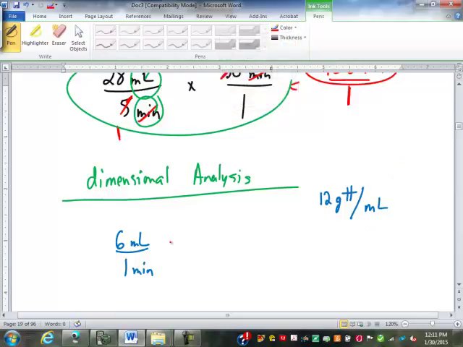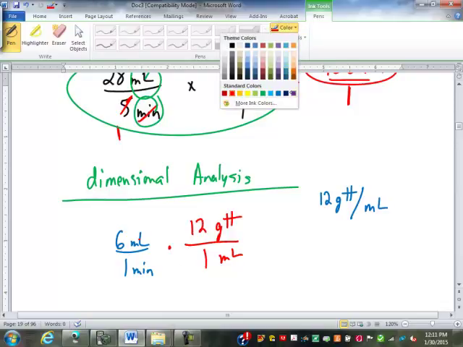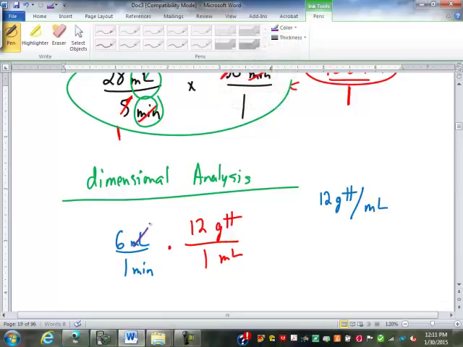We can set up our calculation then. If we're getting rid of milliliters, the milliliters have to go on bottom. The drops will go on top, 12 drops per 1 milliliter. And now the units take part in the calculation. The milliliters cancel out. 6 times 12 drops is 72 drops. 1 minute times 1 is 1 minute. So that's 72 drops in 1 minute, or 72 drops per minute.